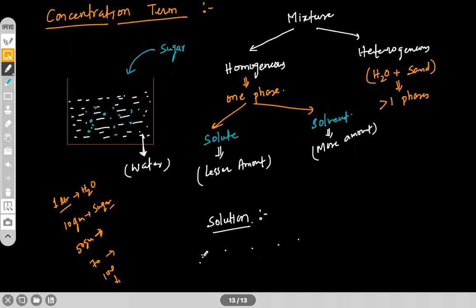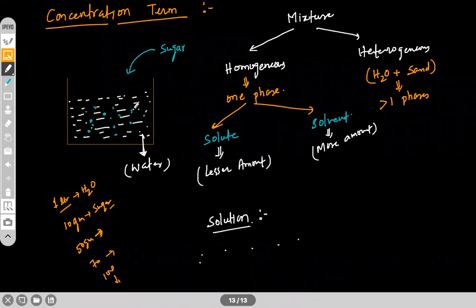So that's what we can say about a solution. Why is the taste the same in all the glasses? Because their concentration is the same everywhere. If the concentration is the same, then the solution is said to be homogeneous. Okay, one phase plus concentration is the same at all points.